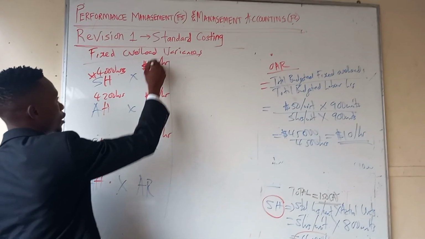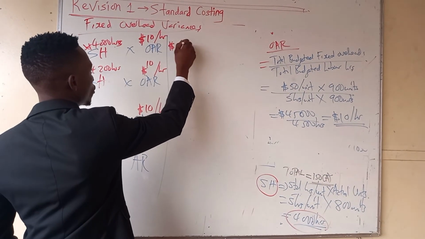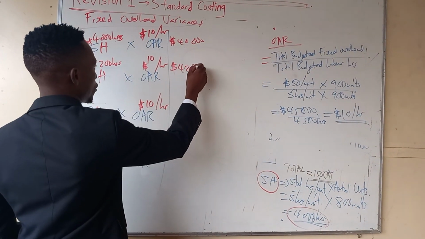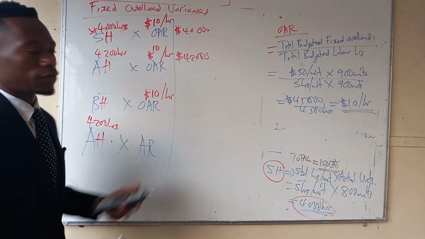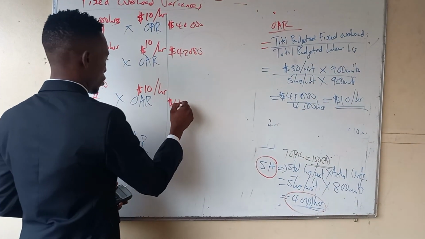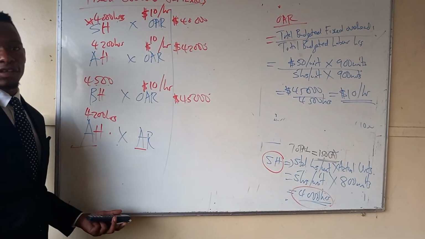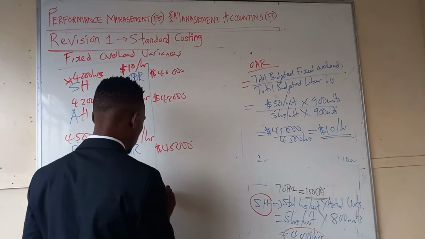So this will be 10, 10, 10. Right. You multiply 40,000, 42,000. So I now have the budgeted hours, which is 4.5. So 4.5 here, this will be 45,000. The actual normally will be given the actual cost incurred. So the actual cost incurred here is 47,000.